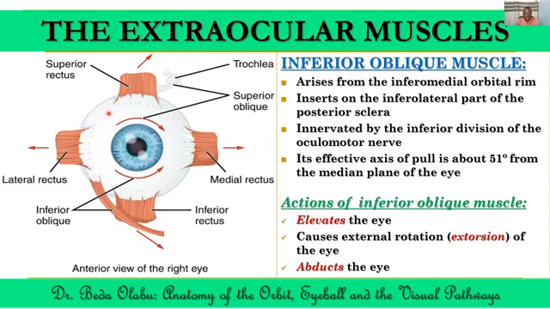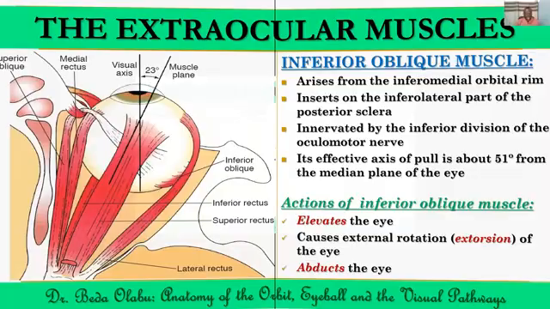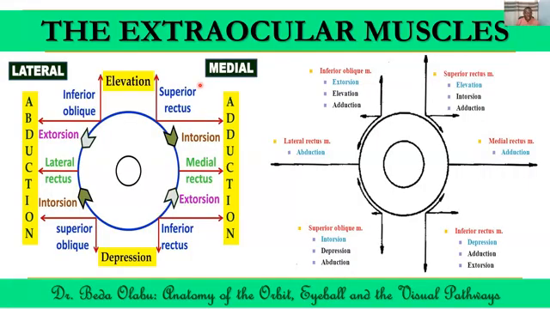It will also abduct the eye from the mechanisms I've already explained to you, that they pull the posterior parts medially, the anterior part will go laterally. That will apply for both superior and inferior oblique muscle. So those are the extraocular musculature.